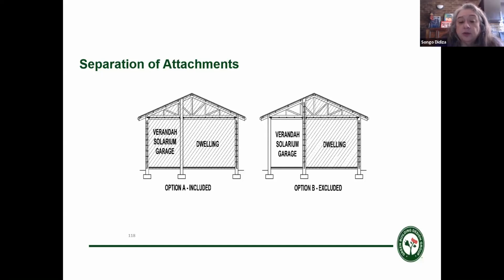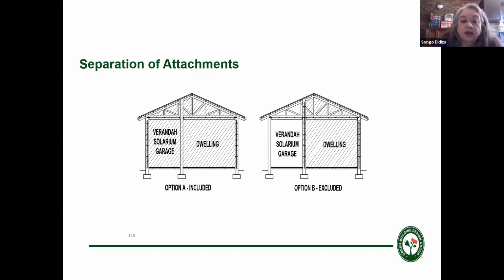So if you look at those drawings, what happens is that if you exclude your veranda, your solarium, or your garage from your energy efficiency, then your external wall, or your exterior wall, becomes the one between the dwelling and the garage and veranda.